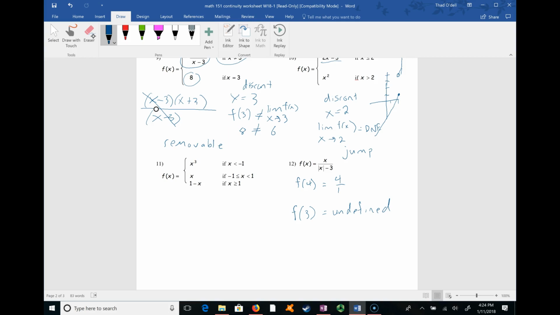Now, what happens immediately to the left of 3? If I'm plugging in something smaller than 3, notice I get a negative number. For example, f of 2, I get 2 over negative 1, which would be negative 2. So you start plugging in some numbers and you realize there's some strange things going on here.